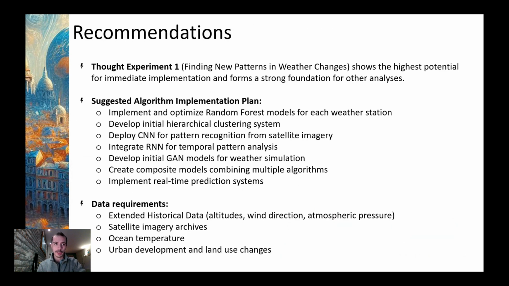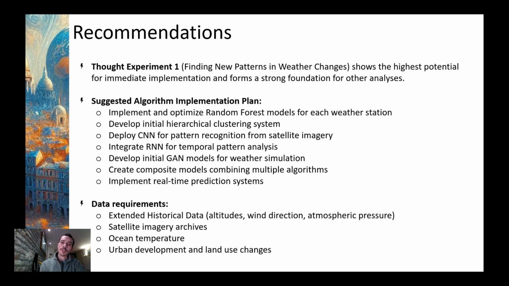So for the recommendations, I would strongly recommend going for the first thought experiment, which was finding new patterns in the weather changes, since it's the most immediate one to implement and the easiest one to implement. As a first step, I would strongly recommend to use the random forest.